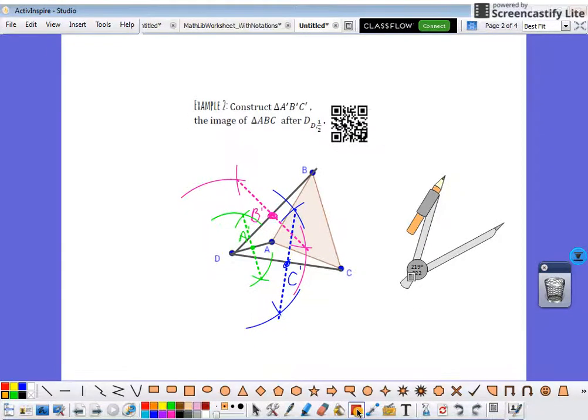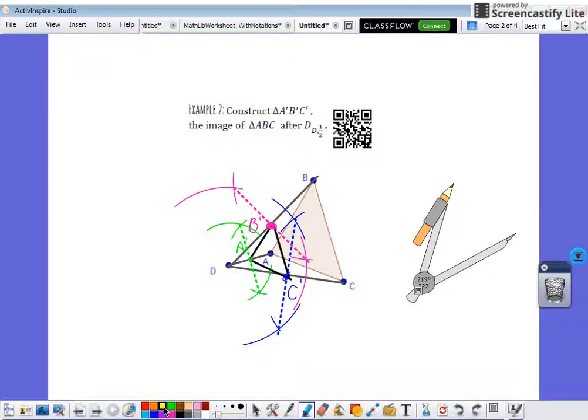The question does ask us to draw the triangle, so I am going to connect A prime to B prime to C prime. And I know it's tough to see, I'll highlight it, but here is my new triangle, triangle A prime, B prime, C prime, that has been dilated from point D with a scale factor of 1/2.